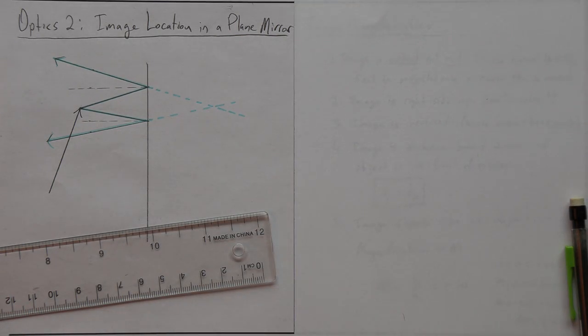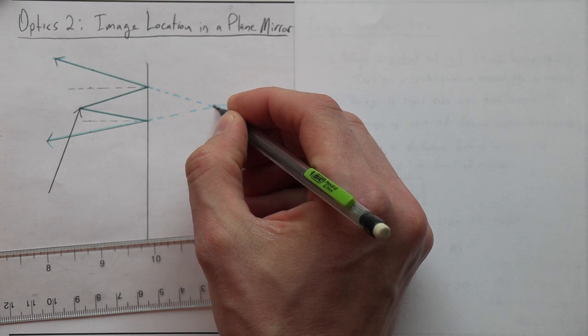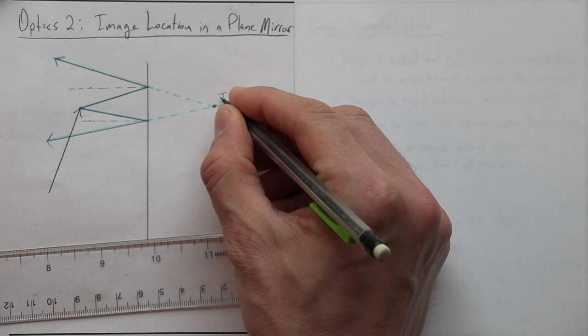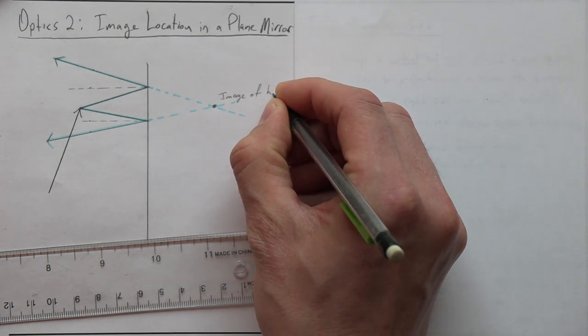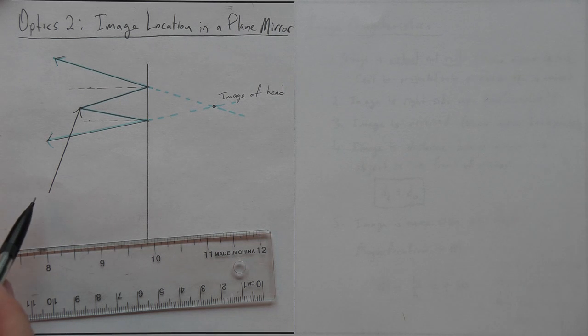And right where they meet is where my mind sees the image of the arrowhead. So I'll write that image of the head. Where's the image of the bottom of the arrow? I have to repeat this whole process.